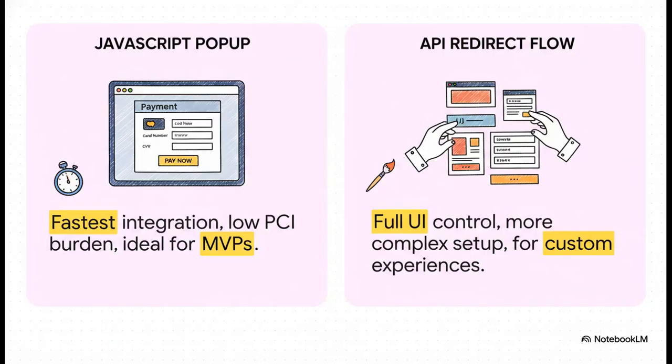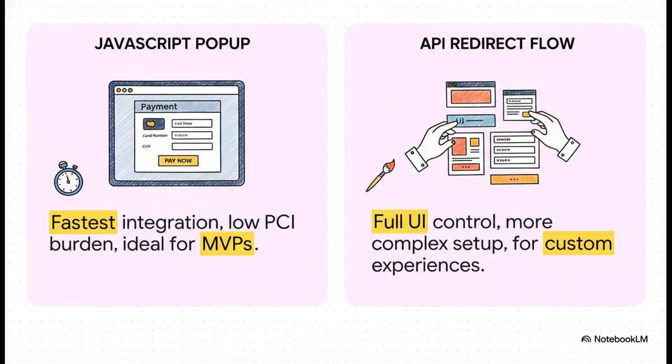So, right out of the gate, you, the developer, have a big decision to make. Which path are you going to take? On one hand, you've got the JavaScript pop-up. This is hands down the fastest way to get up and running. It's perfect for an MVP, and, this is a big one, it seriously minimizes your PCI compliance burden. That means less headache for you when it comes to handling sensitive card data.